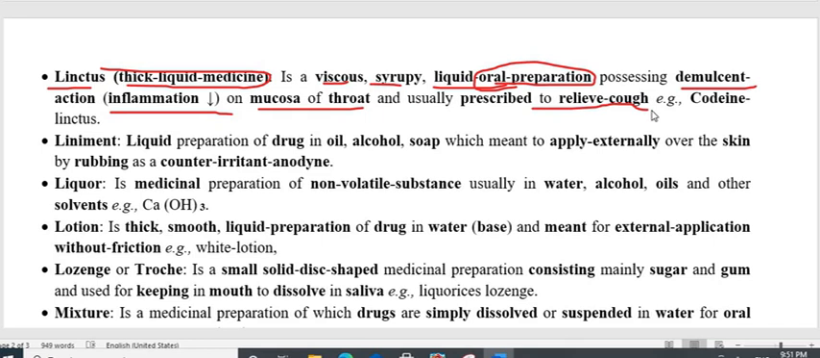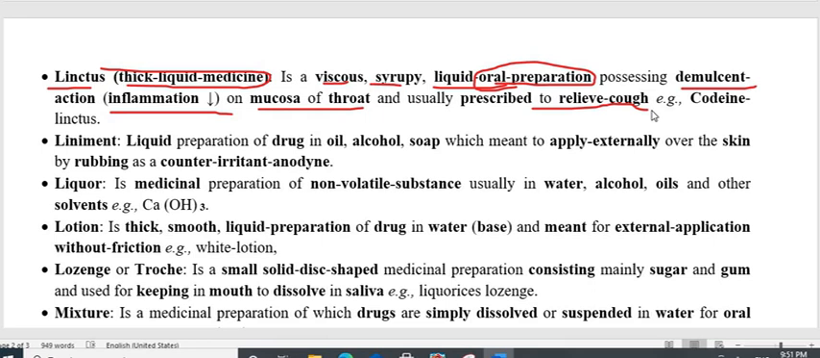The example is codeine linctus. So linctus is the liquid medicinal preparation for oral administration, particularly to relieve inflammation, that is called demulcent action, and to relieve inflammation of the throat and relieve cough, is called linctus.